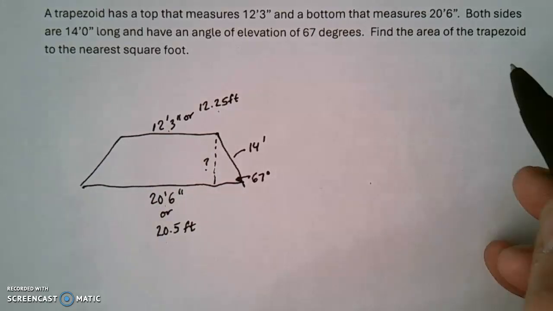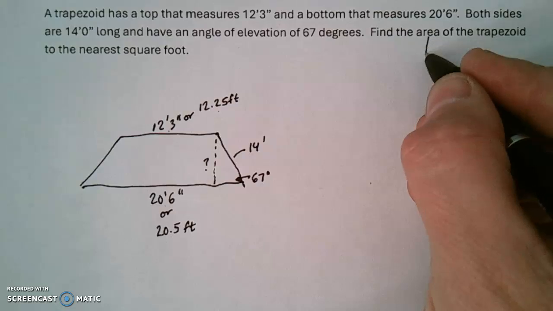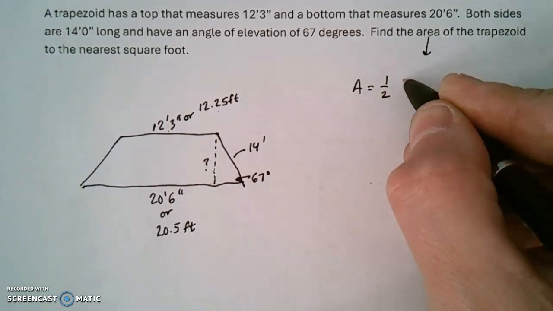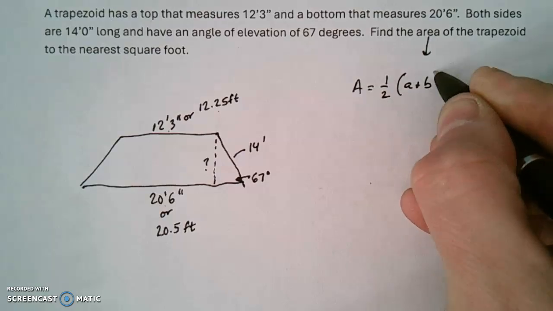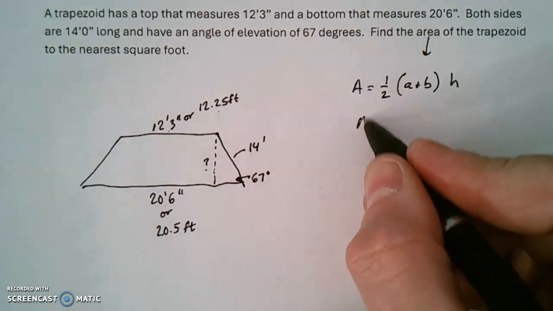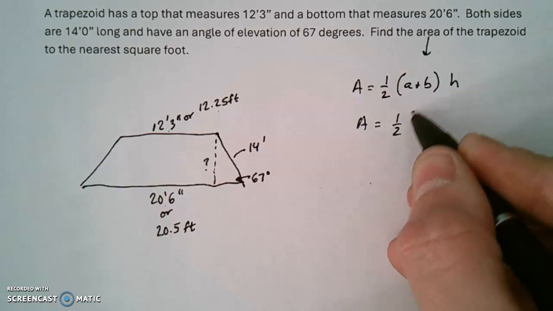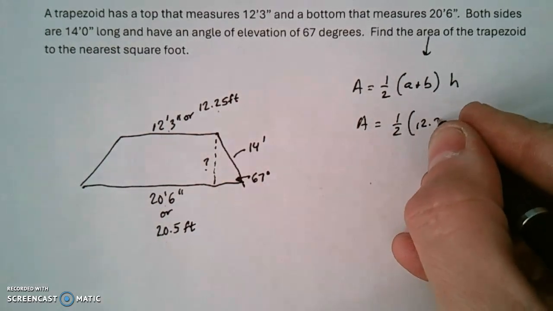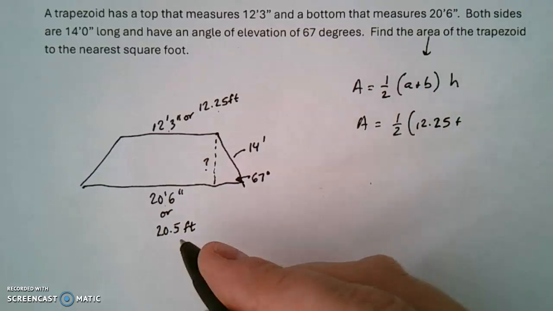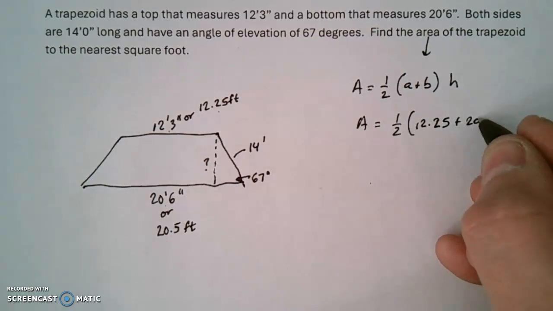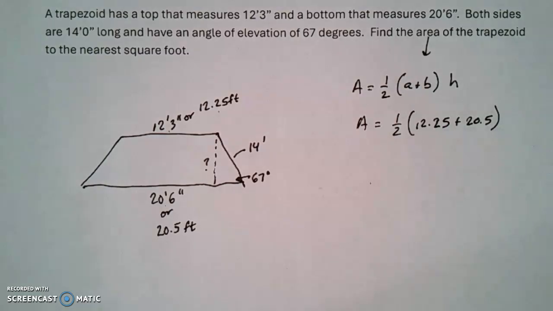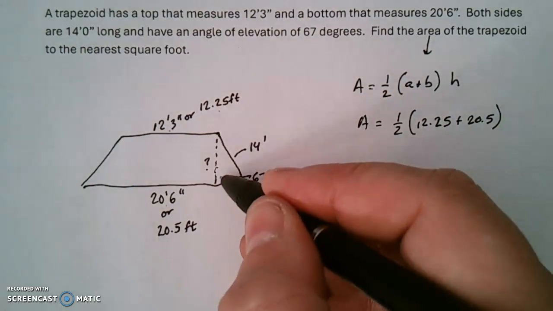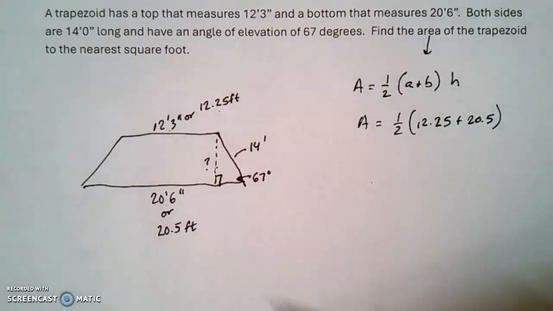We've been asked for the area of this trapezoid. Now remember, the area of a trapezoid is 1/2 A plus B times H. Now in my case, A is going to be 12.25. B is going to be 20.5. But we don't know H. H is the height of this trapezoid, 90 degrees from the base.